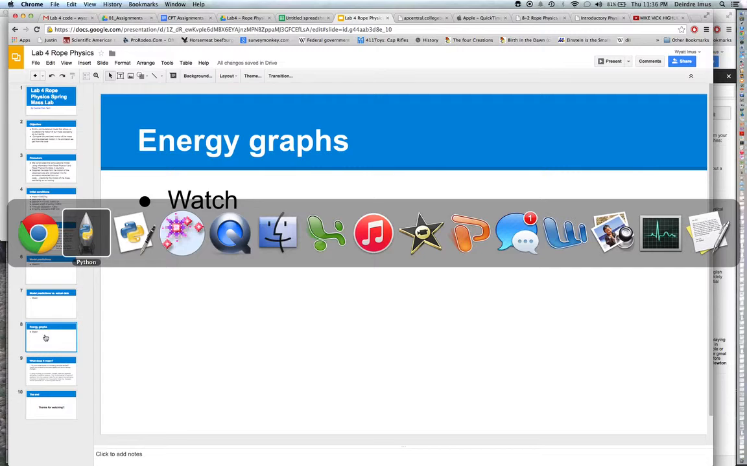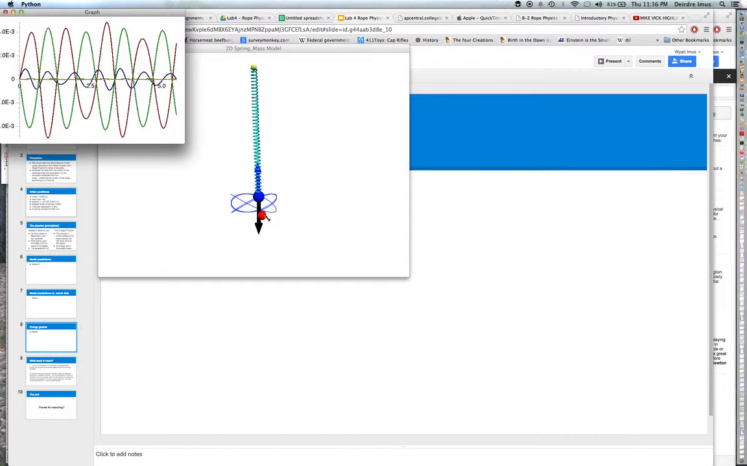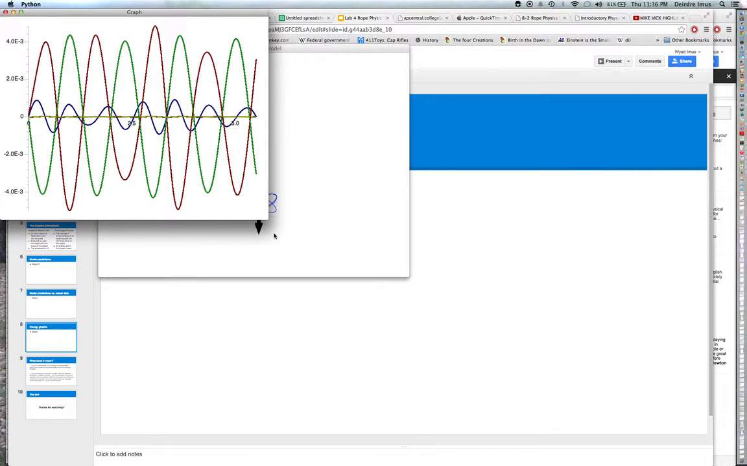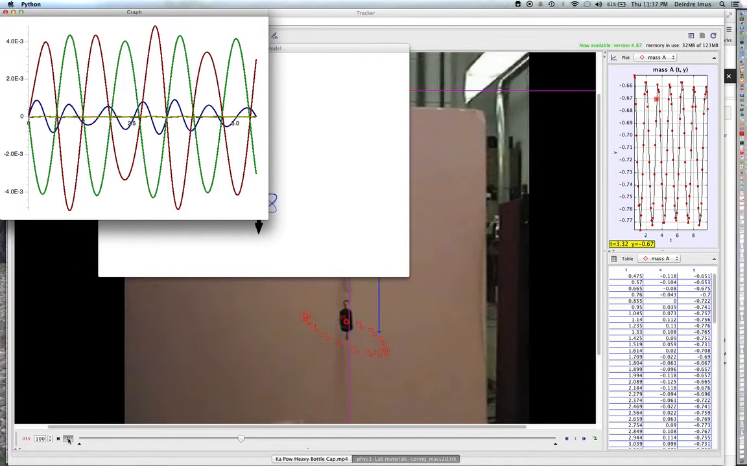Our energy graphs are very important as well, and we can see our energy graph here when we run our module. And the yellow means the total energy in the system, which we know from our energy principle equals 0. So that makes sense why that is 0. The red is the potential energy of the spring, which makes sense as well if we see it in Tracker, because the spring is spinning round and round. The spring goes up and down and oscillates back and forth, so you wouldn't expect it to be constant. And the green is the gravity.